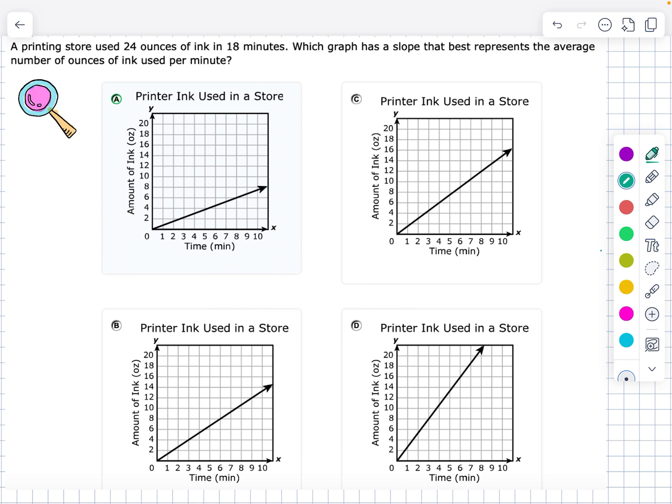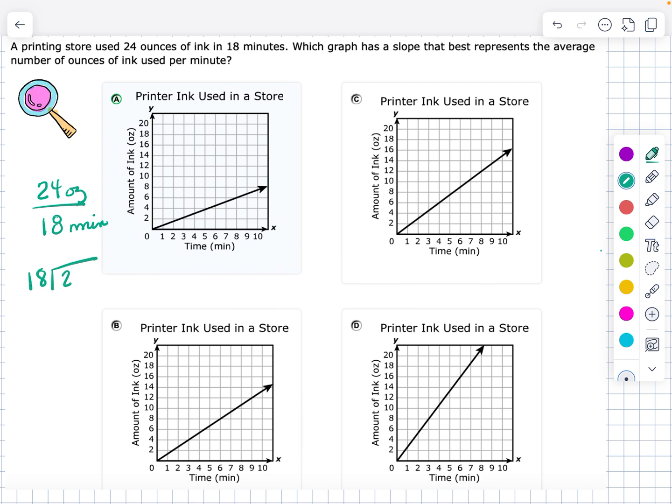There's a couple of ways you can attack it. But I'm going to do what I would do first, and then I'll show you another way to look at it. What I would do is I would just divide. So I've got 24 ounces of ink in 18 minutes. That's how much is used. So I would just divide these two and see how much ink is used per minute. That's what came to my mind when I first saw it.